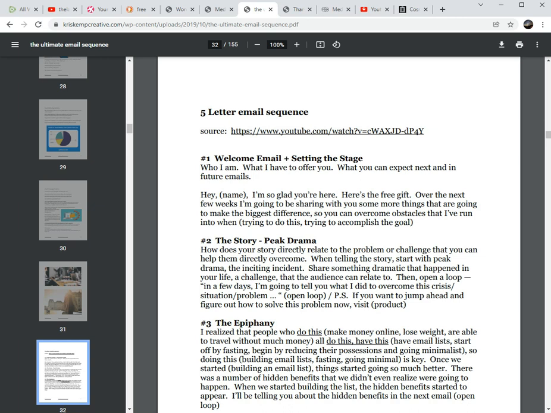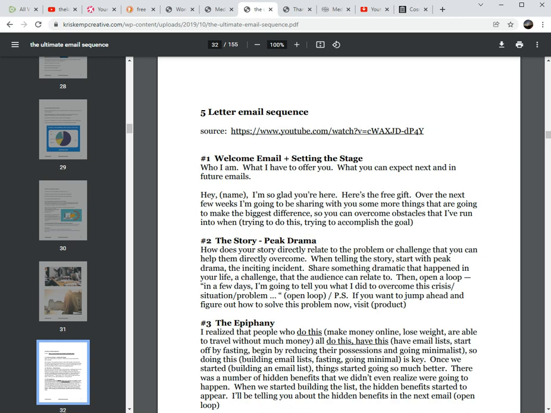Number 2 of the 5-letter email sequence, the story, the peak drama. This is where you share something that happens in your life, a challenge that the audience can relate to. Then you open a loop and you say, in a few days, I'm going to tell you what I did to overcome this or to solve this situation. And then you can have a PS, a postscript. If you want to jump ahead and figure out how to solve this problem now, visit, and then you have a link to your product or service.